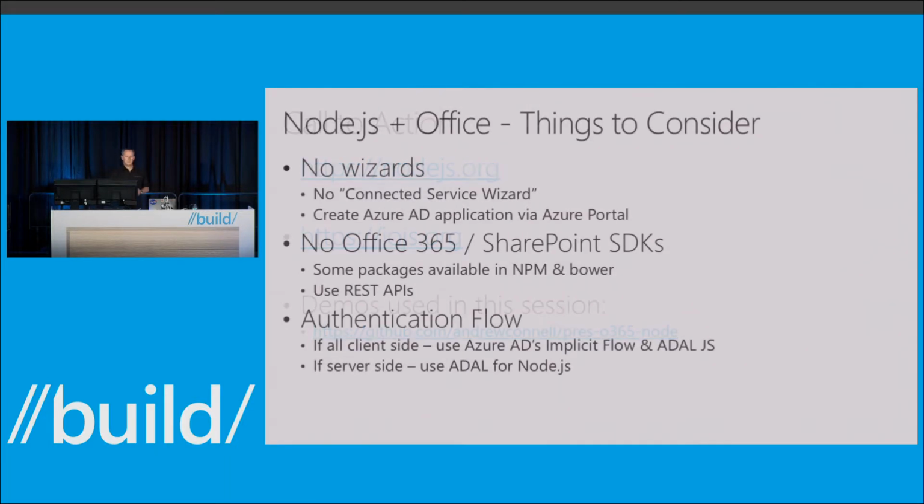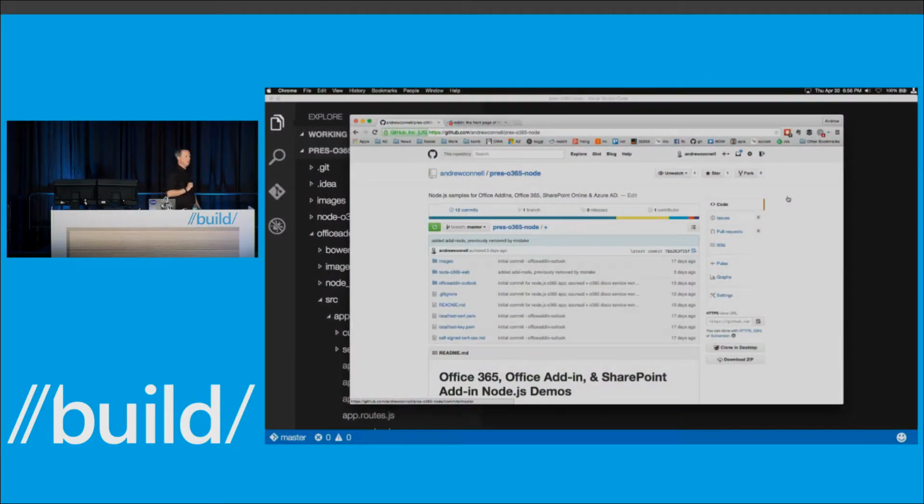So before we go any further here, why don't we just take some time and start looking at a couple demos here. We've got plenty of time. So let me go ahead and switch over. Now, all the demos that I'm going to show you here, first thing to show you is this repository. I'll have a link to this at the end of the slides, or you can jot it down now. It's github.com/andrewconnell/pres-o365-node.